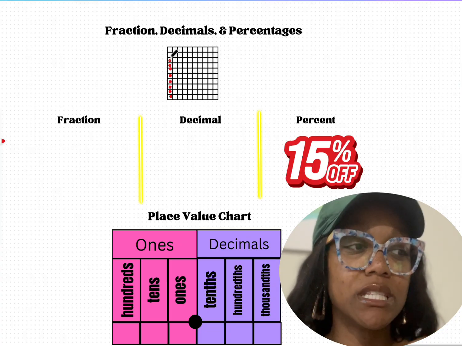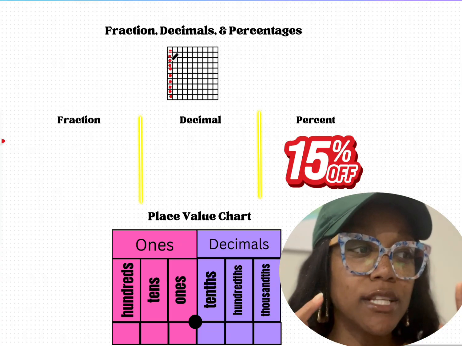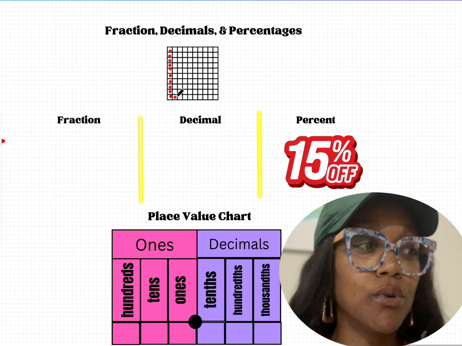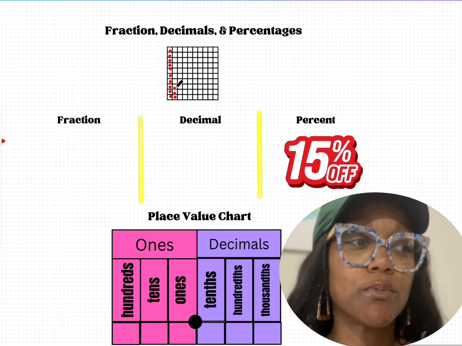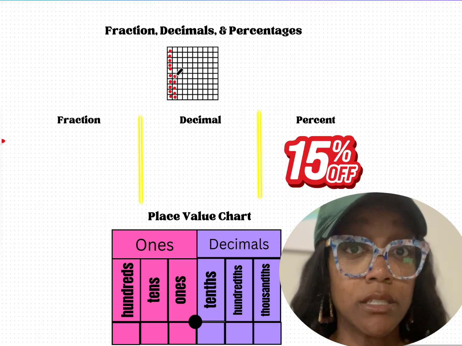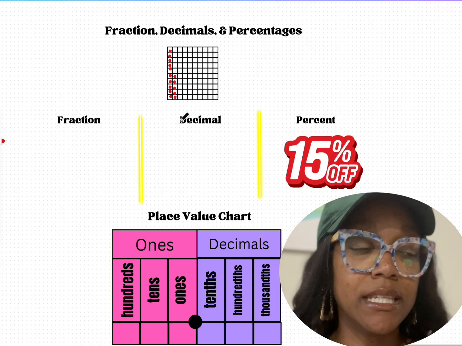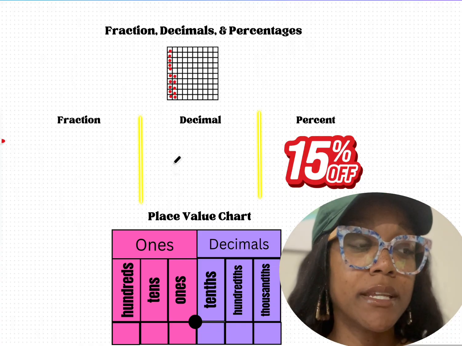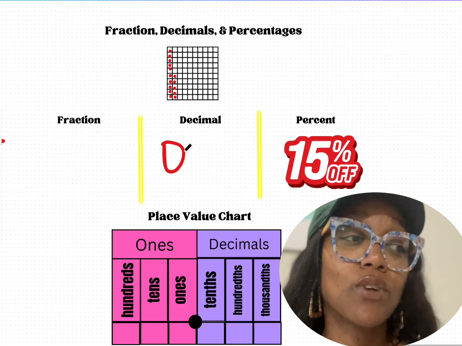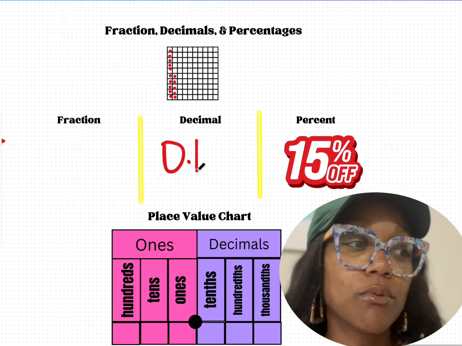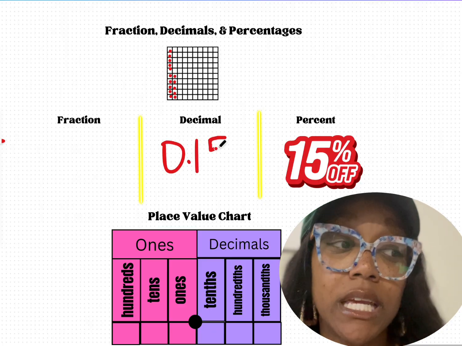So you want to try to make these connections with the students in their brain. So eventually they're going to be able to tell you which fraction equals what decimal, which percent, especially when those big smart fractions come in. But you wanted to show them why, the why behind this happening. So for my decimal, I know I have 15 out of hundreds. So I have 15 hundredths. So I'm going to write 0.15.